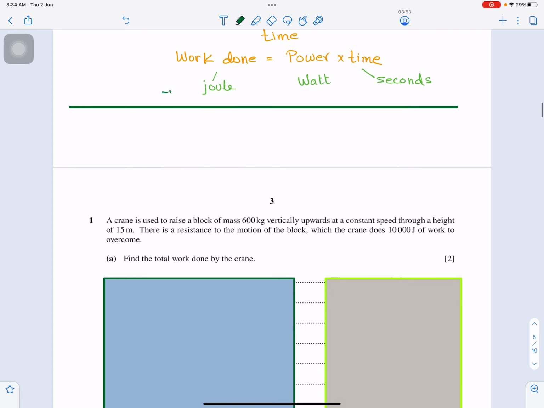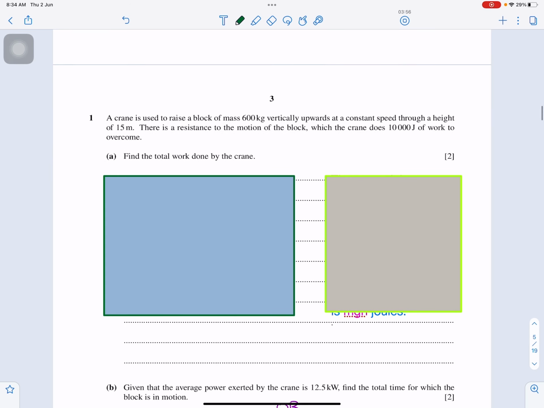So let's see the question now. A crane is used to raise a block of mass 600 kg at a constant speed through a height of 15 meter. So the distance it covers when it is taking the block up is 15 meter. And you have to find the total work done by the crane. Now there is another important thing given in the question: there is a resistance to the motion of the block, and to overcome that resistance, the crane has to do 10,000 joules of work.